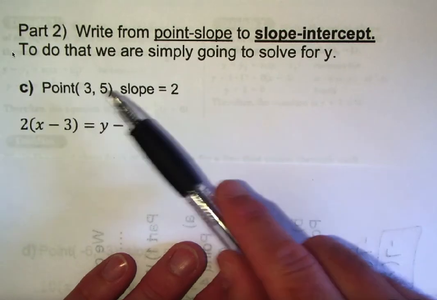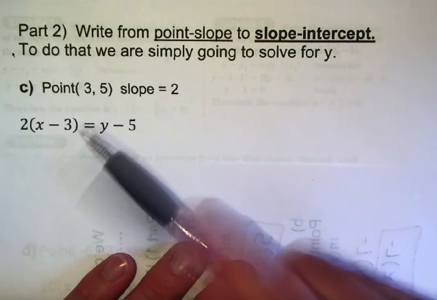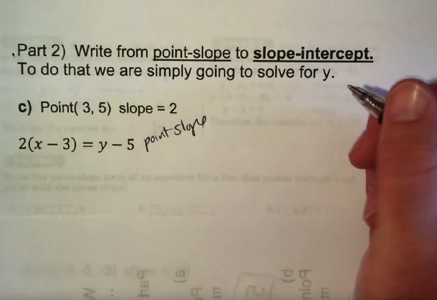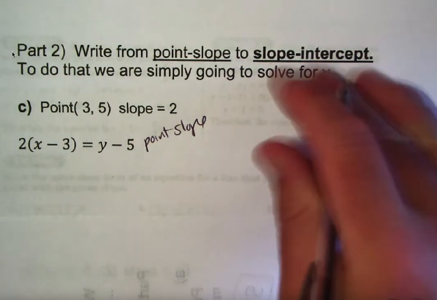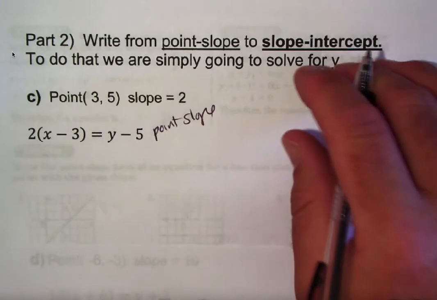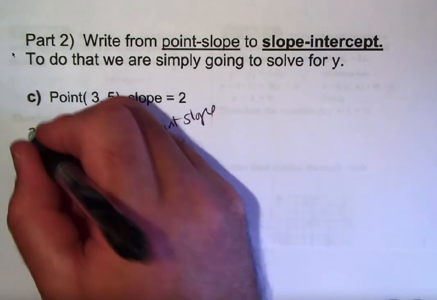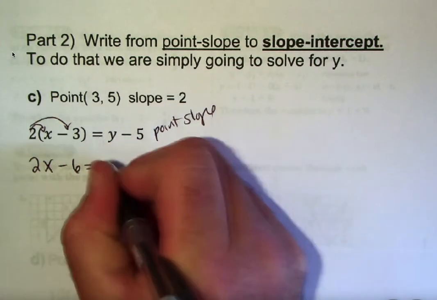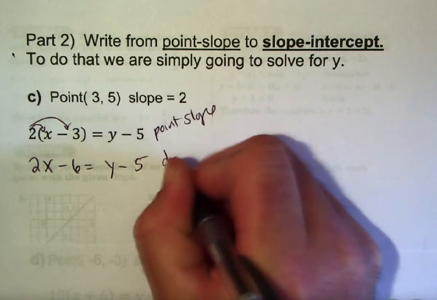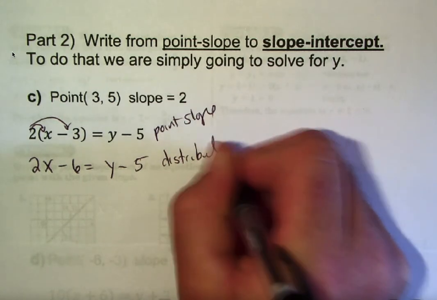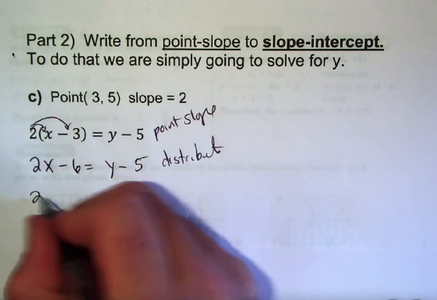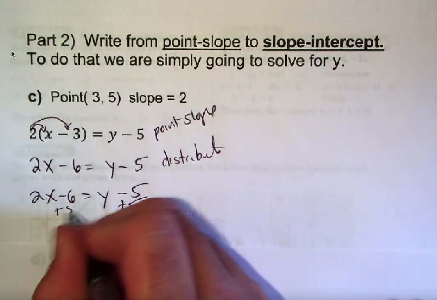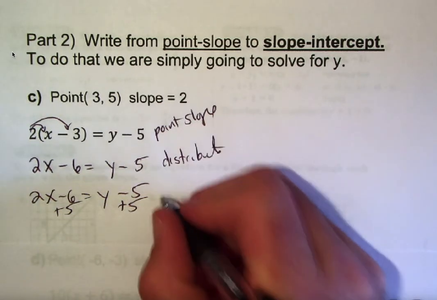So if I have the point 3, 5 and the slope of 2, I can write the equation in point slope. But say I wanted the slope-intercept. It might be easier to graph that way or something. Well, sure. Then what I'm going to do, it's 2 steps. First, you're going to distribute, right, like you wanted to. And then I'm just going to solve for y by adding 5 to both sides.